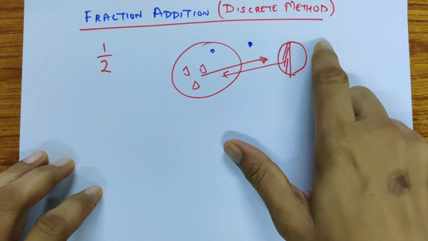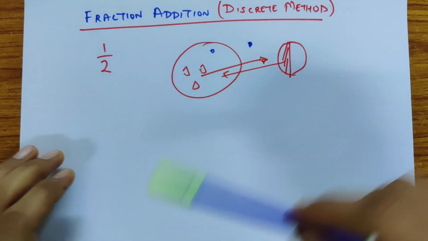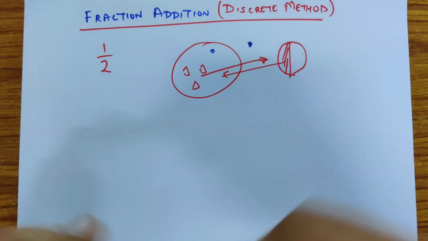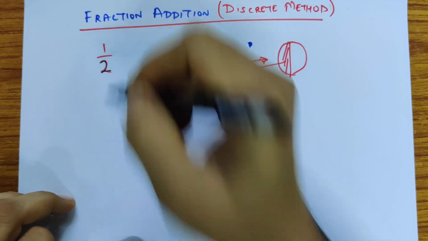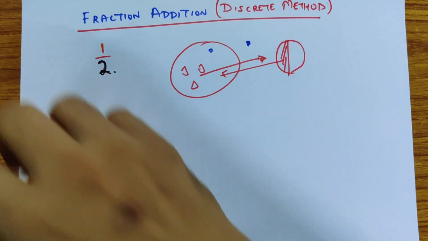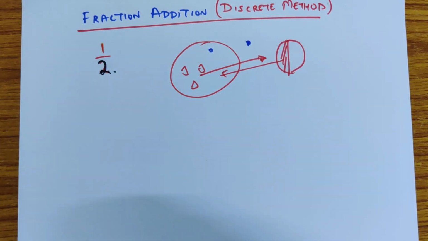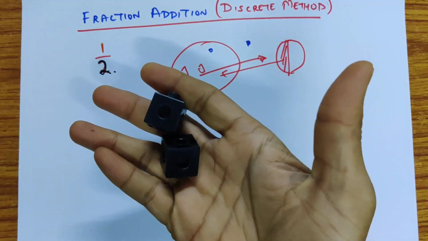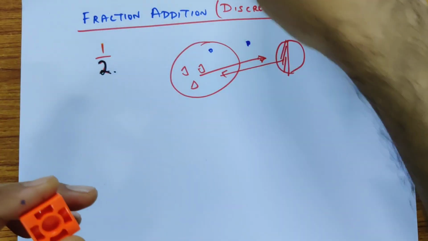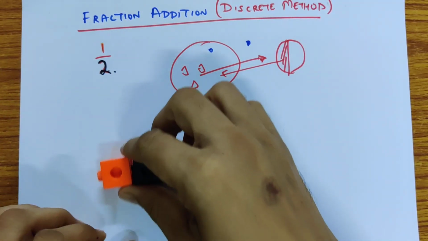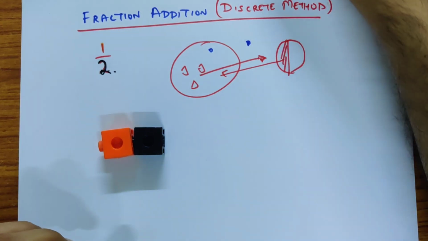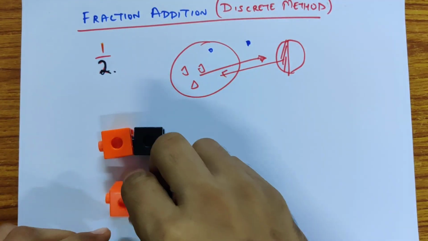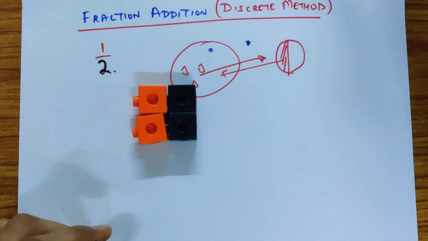So what the discrete method says is that half is 1 out of every 2. So I'm going to use this. That means out of every 2 pieces, so I have 2 pieces, right? 1 out of every 2 pieces. So like this. This represents half, which means if I had 4 pieces, the next 2 pieces, 1 out of every 2 pieces.